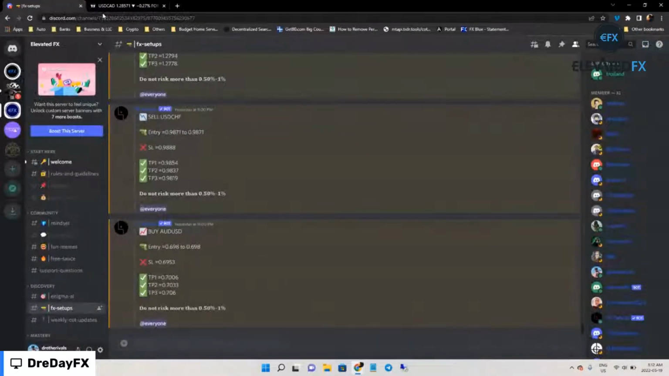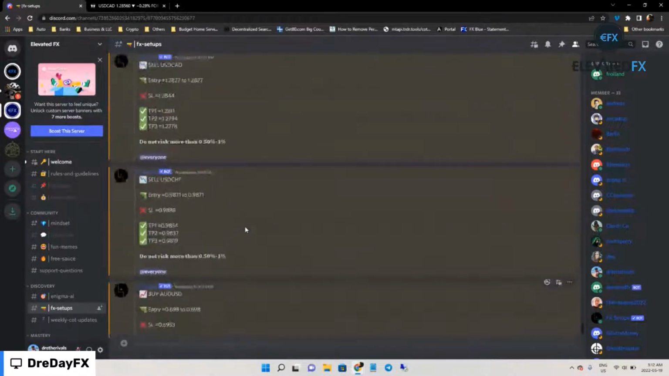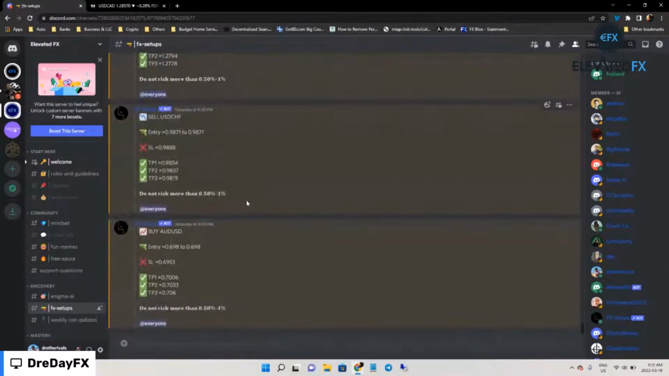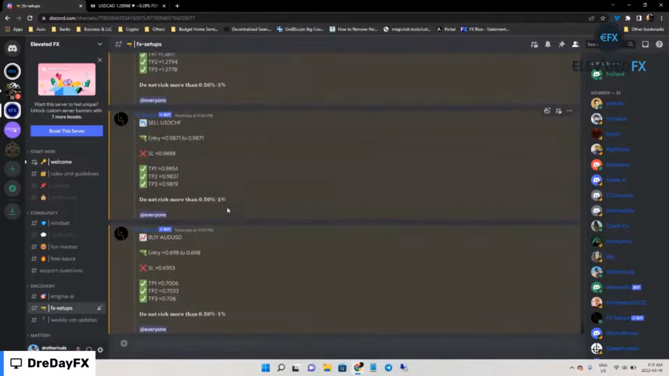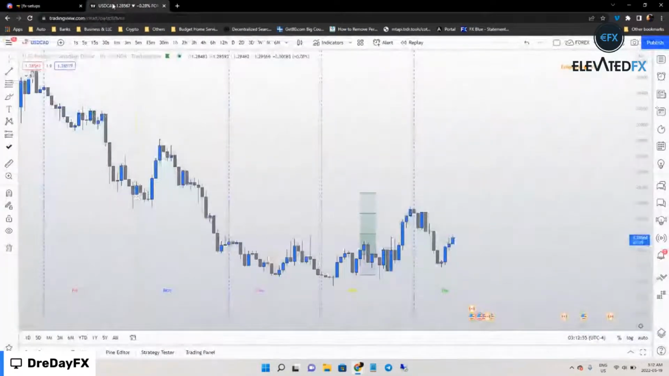So like every Thursday, we're going to do the review of the previous signals. We're just going to start with the ones that we had yesterday, on the 18th. We had the USD CAD, USD CHF, and AUD USD that were sent out. So we're going to start with USD CAD, and that is this signal here.